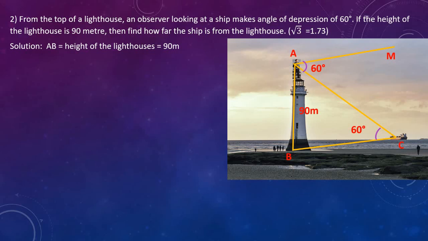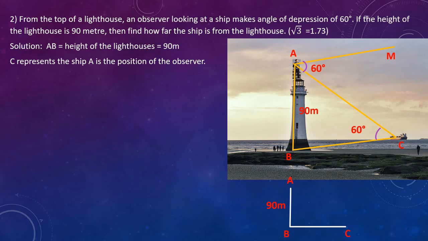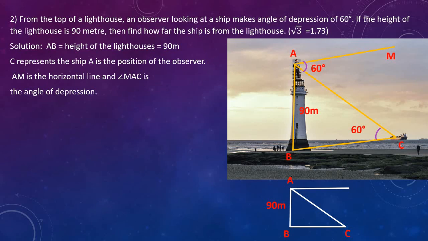Let us first draw the diagram. AB is 90 meters, which is the height of the lighthouse. Let C represent the ship and A the position of the observer. So C is the ship. Let us join BC. AC is the line of vision, and AM is the horizontal line. Between the line of vision and the horizontal line, there is an angle called the angle of depression. So angle MAC is the angle of depression.